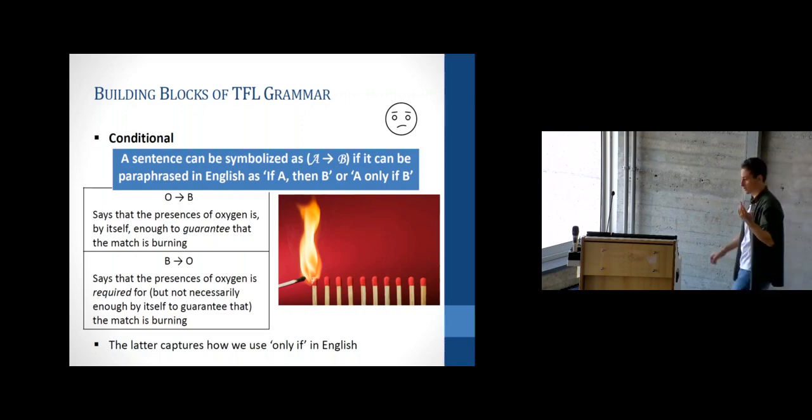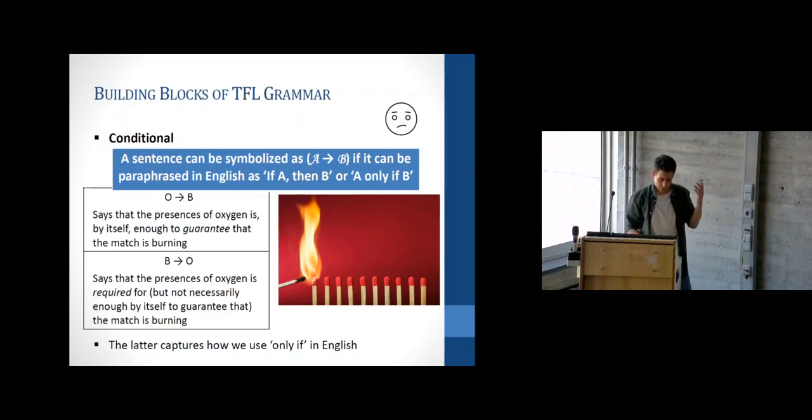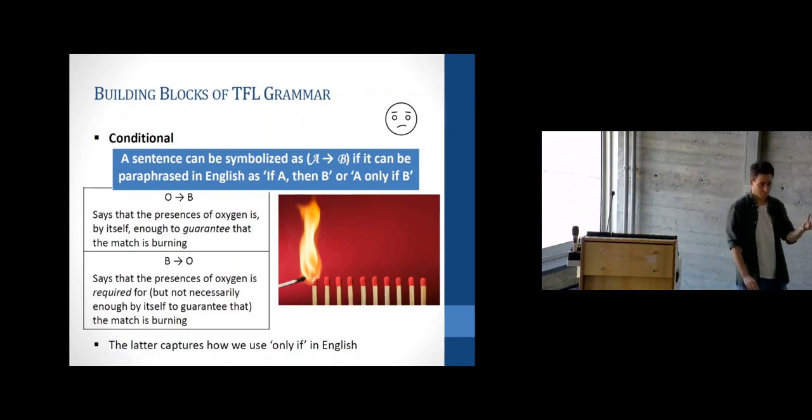As we said, the order is important. You can have a sense like, if you have oxygen, then the match will burn. The presence of oxidants guarantees the match is going to be burning. Or you can flip the order to get something else. You say, if you have a match burning, then you have oxygen. And for the chemistry aficionados in the room, which is the correct one in actuality?